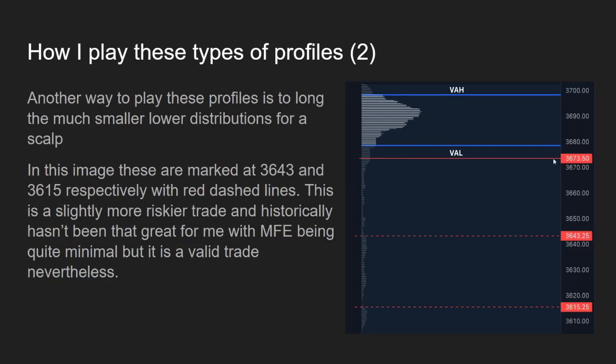So for example, if I'm shorting 3673, my first take profit would be around 3665. My next take profit would be 3643. I would mostly be flat by here, so maybe I would have 1/10 of my original position running for a target at 3615.